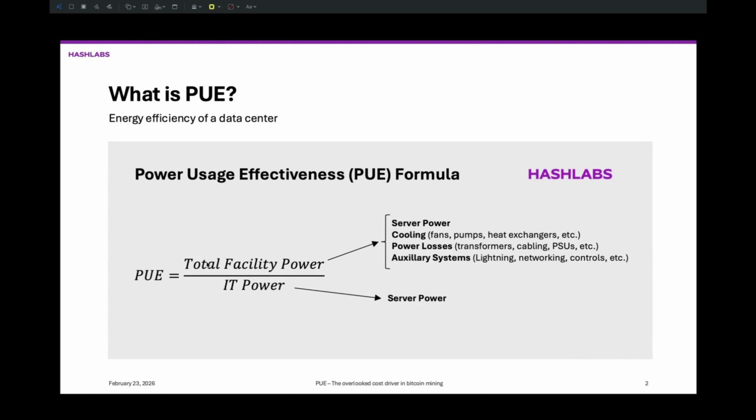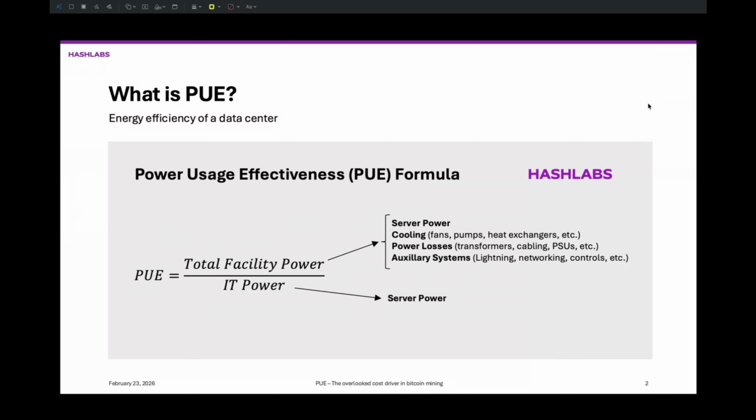So PUE is just total facility power divided by IT power. This number will always be bigger than 1. Usually it's a little bit bigger than 1. An extremely good PUE is like 1.03, 1.05 is also quite good, and then you have 1.1, etc. Traditional data centers often have like 1.2 or 1.15. That means that they consume like 20% additional power on cooling or power losses, etc., on top of the actual consumption of the servers.